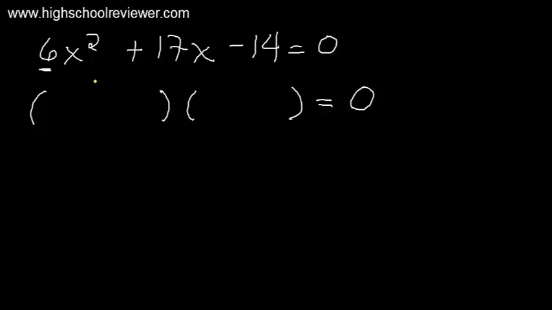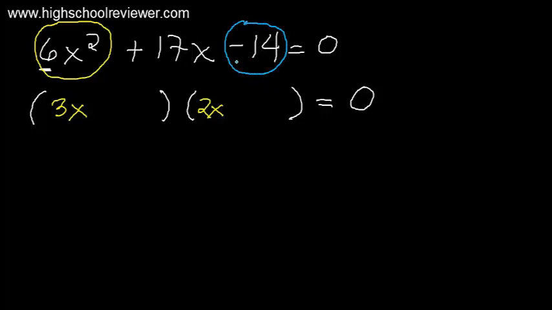So the factors of 6x squared, we have positive 3x and positive 2x. And then let us factor out our last term. Our last term is negative 14. Since this is negative, the factors of negative 14 will be negative and positive. Let's try negative 2 and positive 7. So negative 2 times positive 7 is negative 14.